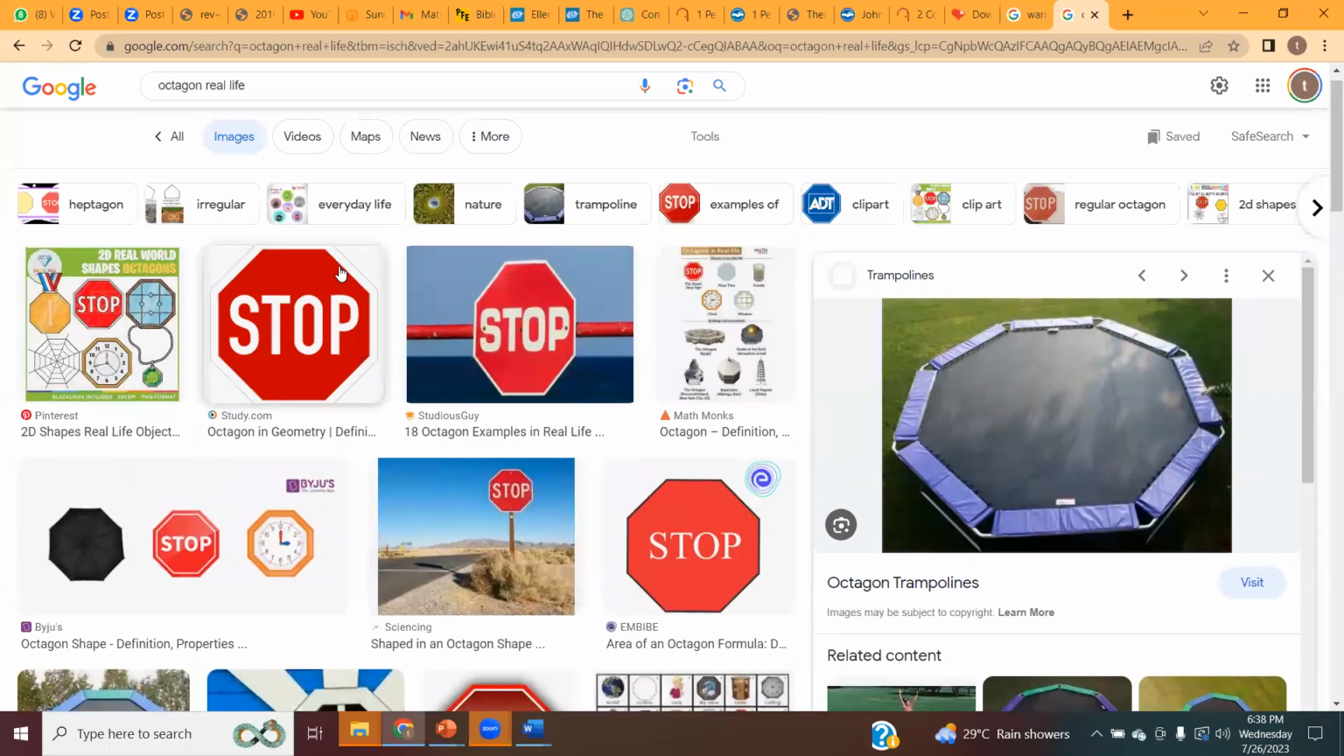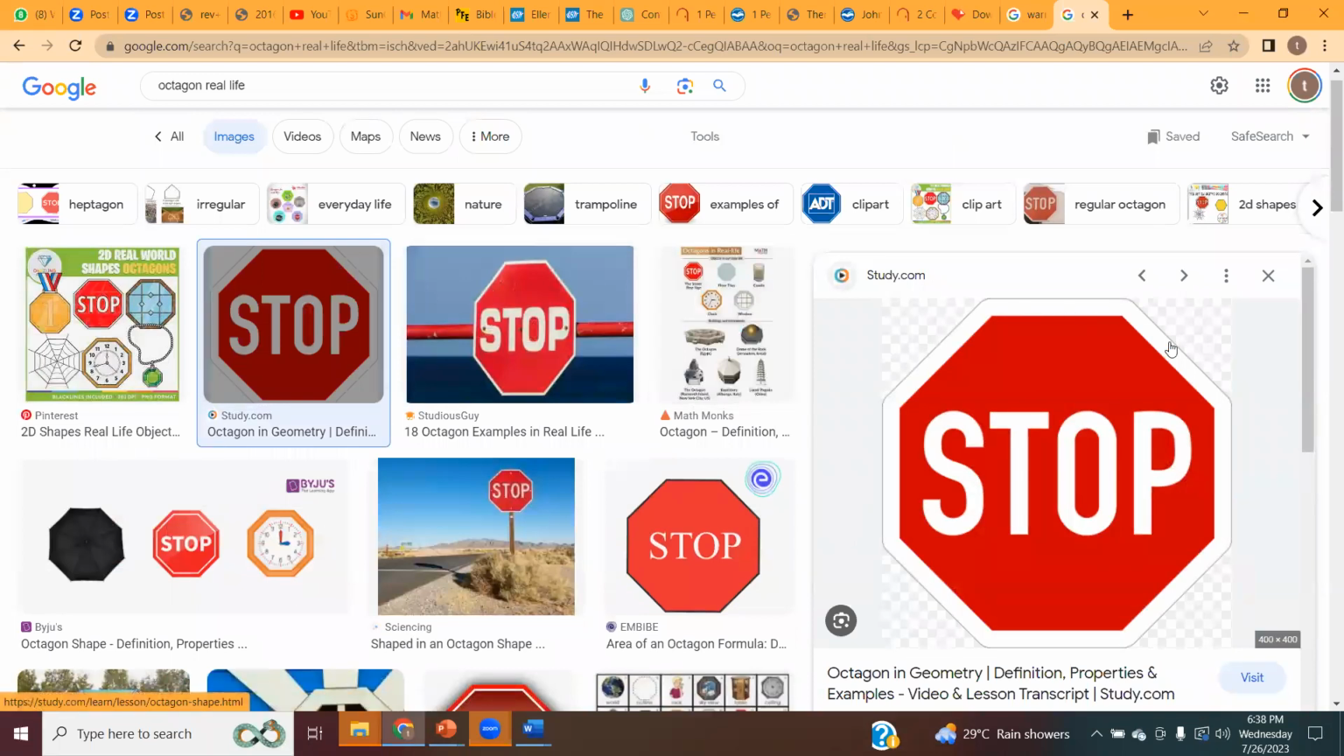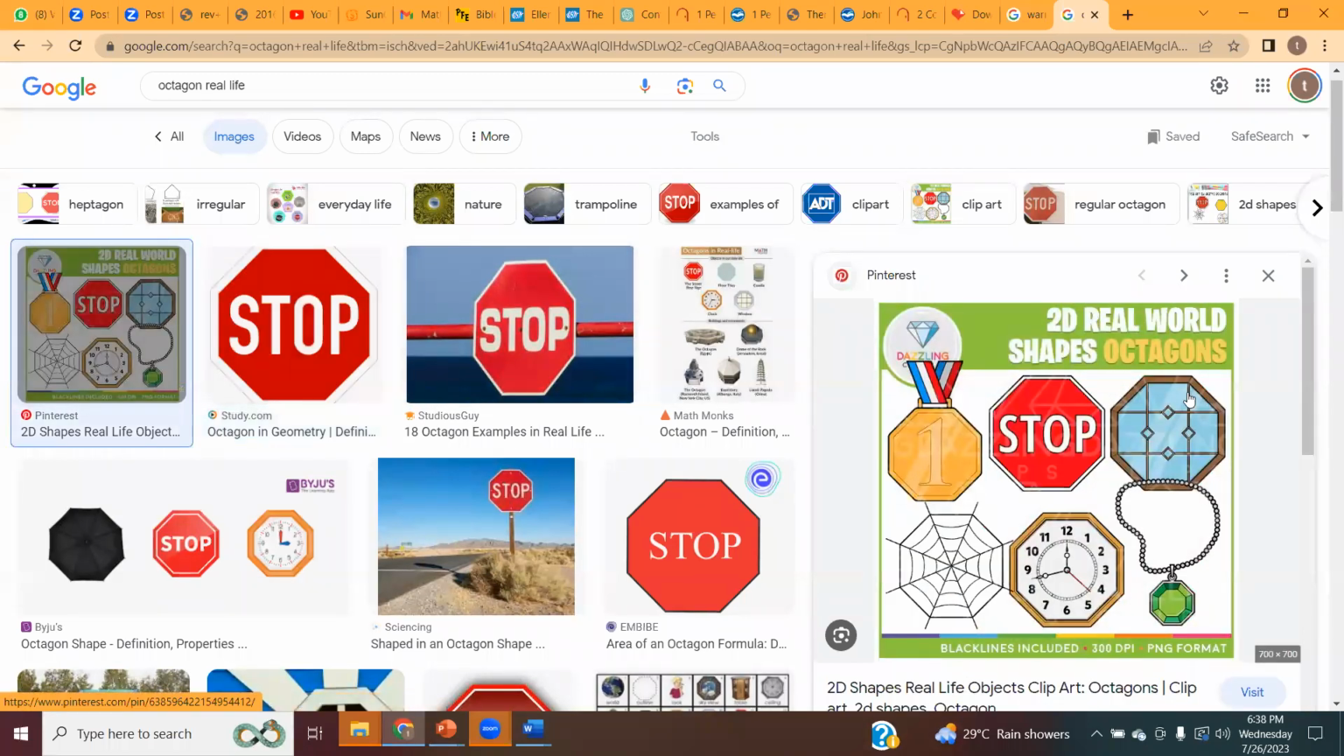The most famous one is the stop sign. Truly, in everyday life you see it. And the window: there's a window at our school that's literally 8 sides. I asked the children, what shape is this? And it's truly an octagon. We had an octagonal window. That was cool. 1, 2, 3, 4, 5, 6, 7, 8.